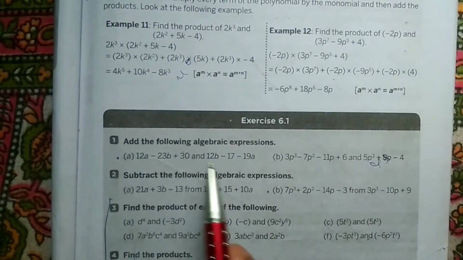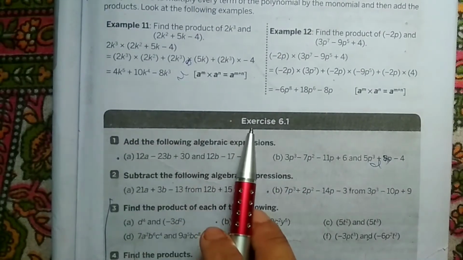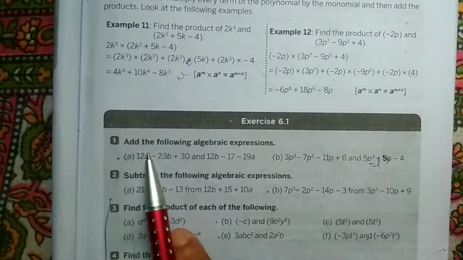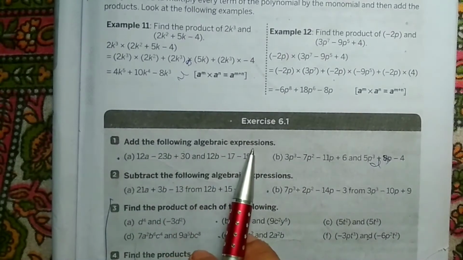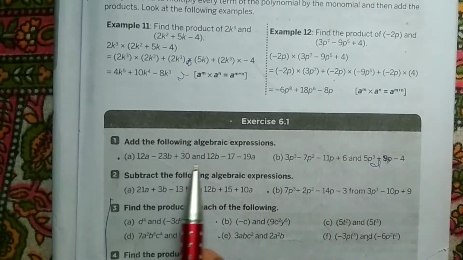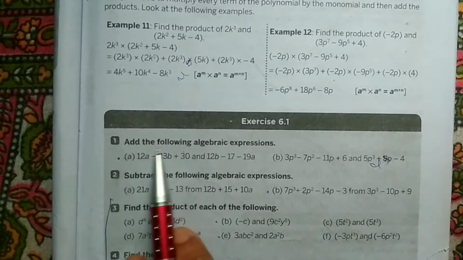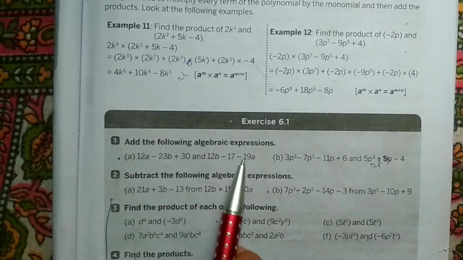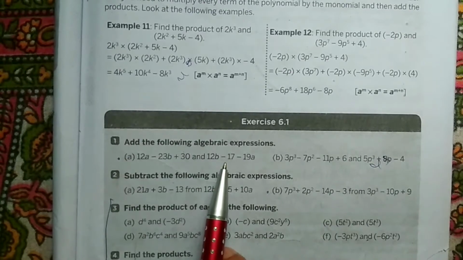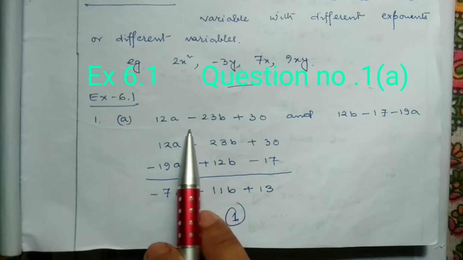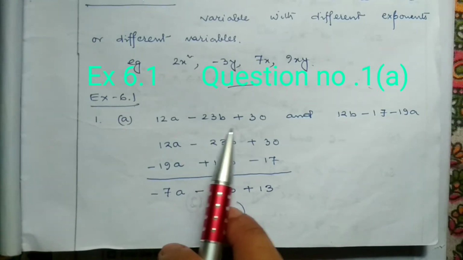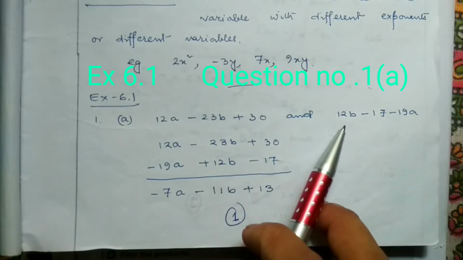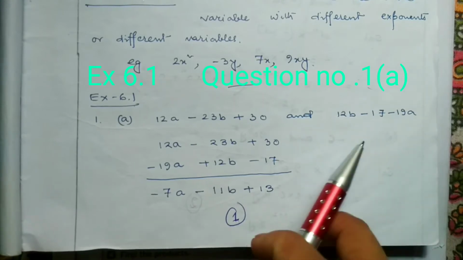Now in your textbook, you can see one question is there. In exercise 6.1, add the following algebraic expressions. You have this as one term, this as another term. So this expression you have to add with this expression. Okay, let me show how to do this sum. Here I have written 12a minus 23b plus 30, and another one is 12b minus 17 minus 19a.